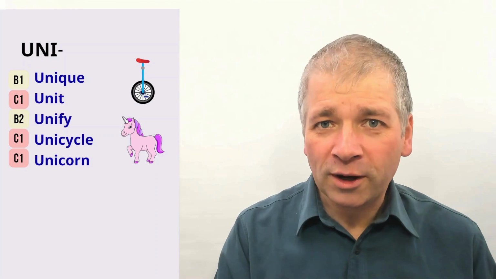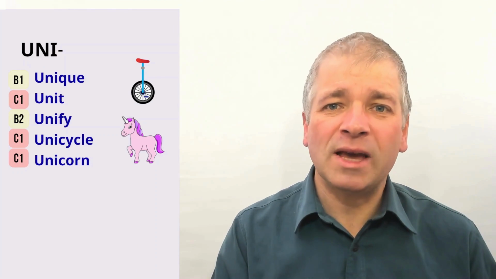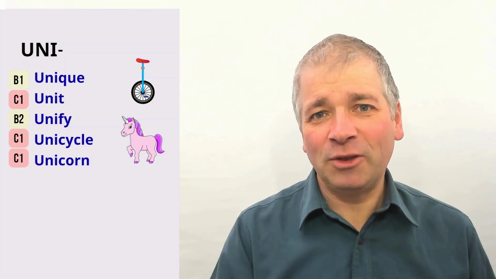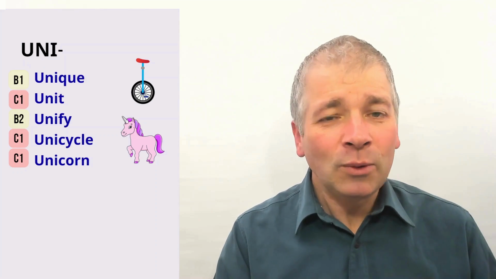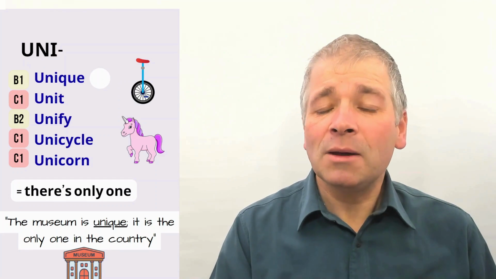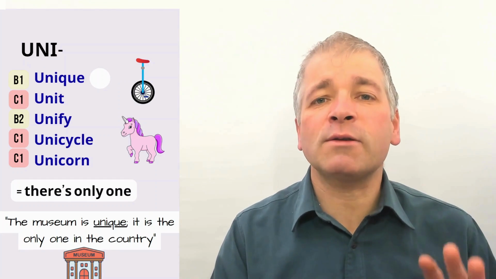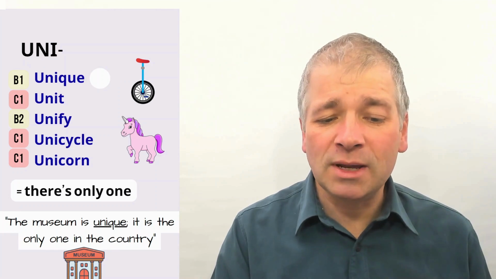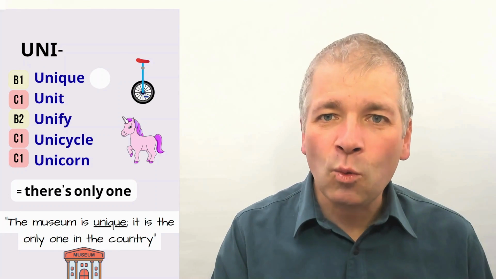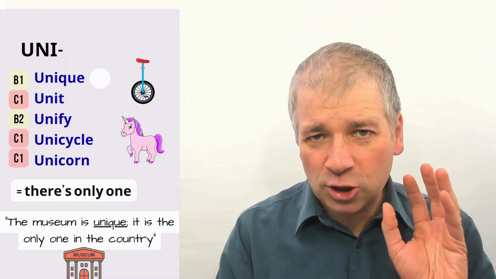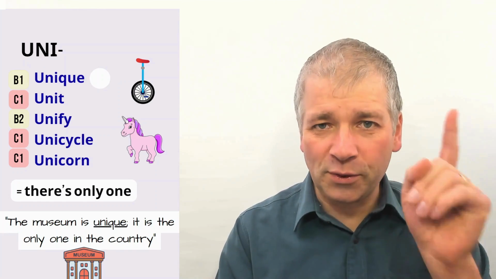Another root of a word that means one many times is uni. There are lots and lots of words in English that begin uni, which is used to give the sense of one. For example, unique means there's only one of this type. I could say this: the museum is unique. It is the only one in the country. So there's no others. If something is unique, it's just one of them.